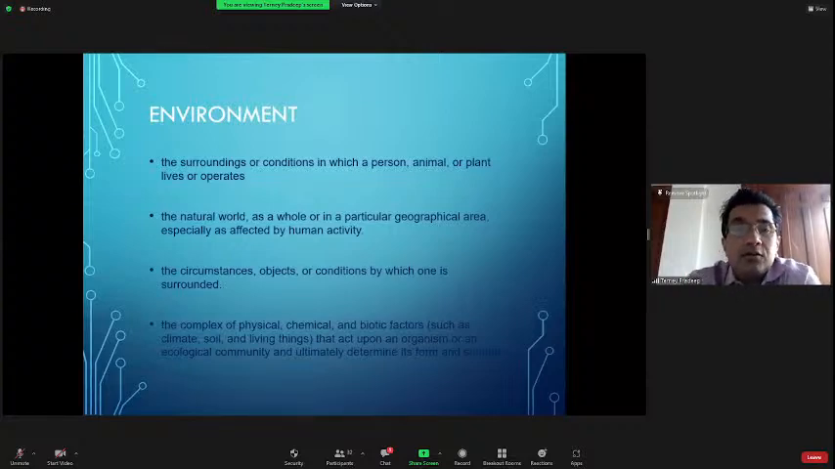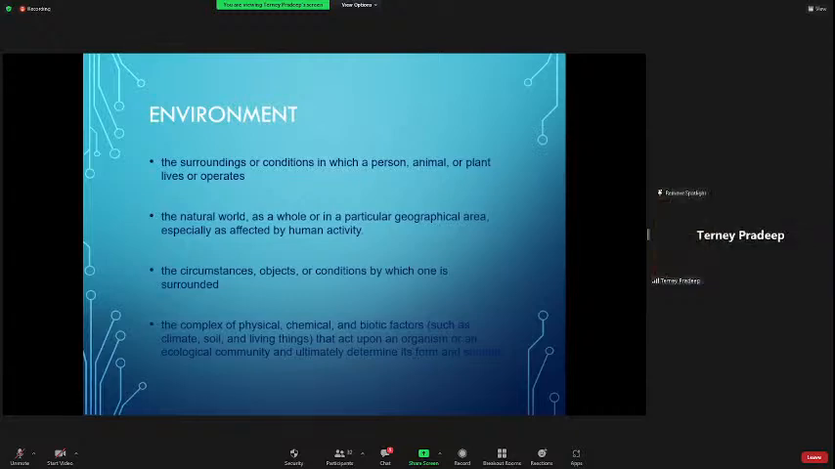Or in other words, it's the natural world as a whole, or in a particular geographical area. So the Sri Lankan environment or South Asian environment, right? Or maybe a mountainous environment, river environment, ocean environment, right? Those are some. And again, those environments are very much affected by human activity, right? It's well known that it's very much affected.